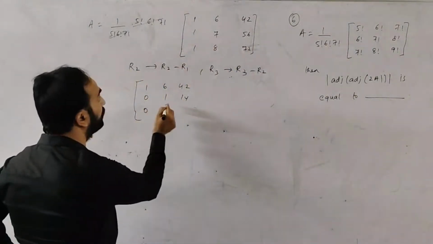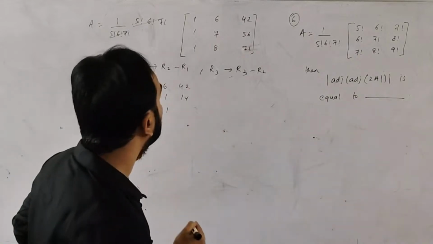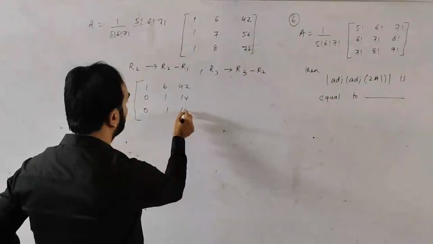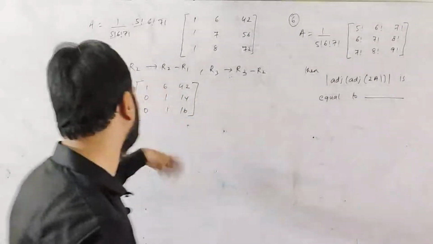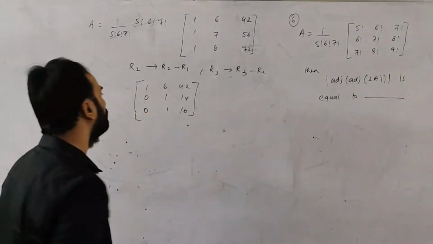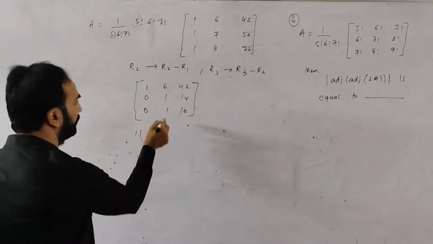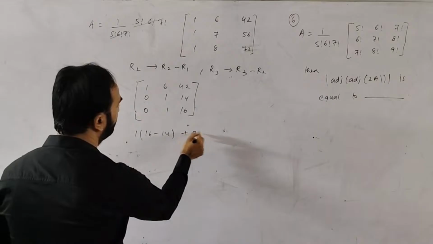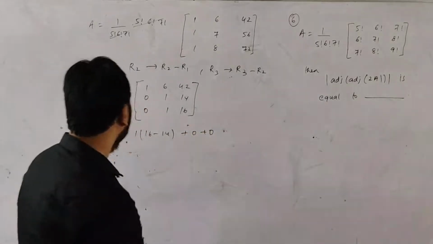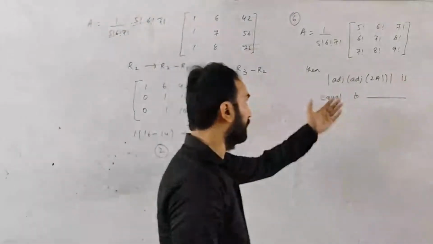So this will become 0. This is again 1, and this is 72 minus 56, 16. Correct. Now you can find the determinant of this. It is easy to find, because these will become 0, 0. So I will write 1 into 16 minus 14, and the other two will become 0 and 0. So the determinant from here is coming 2. Correct? Now we got the determinant of A.